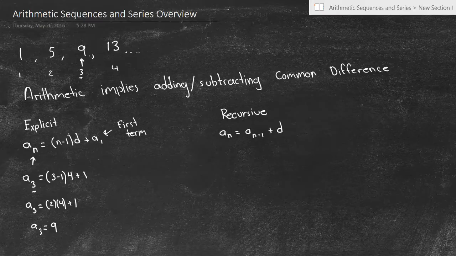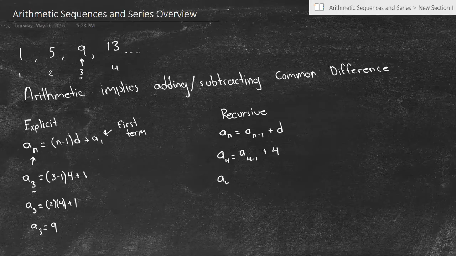We figured it out. So now let's try recursive just to get an idea of how that works. Let's find a of 4 using the recursive formula. So a of 4 equals a of 4 minus 1 plus d, which is 4.